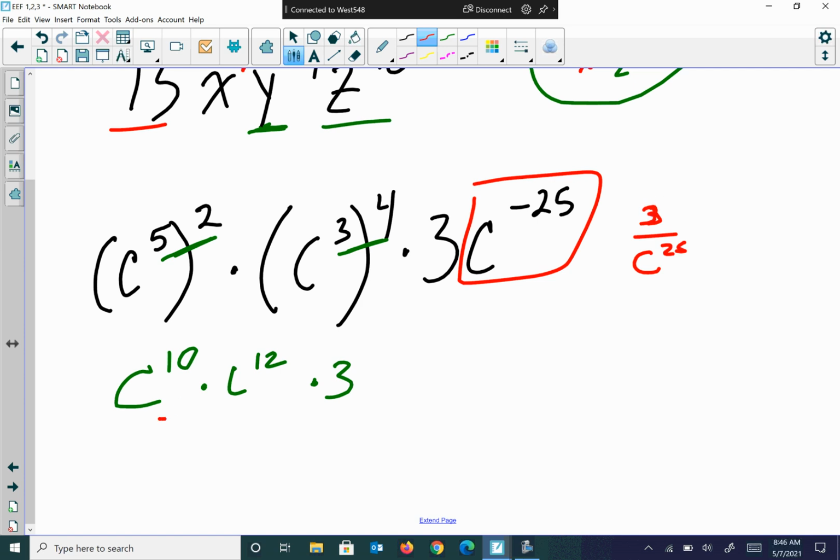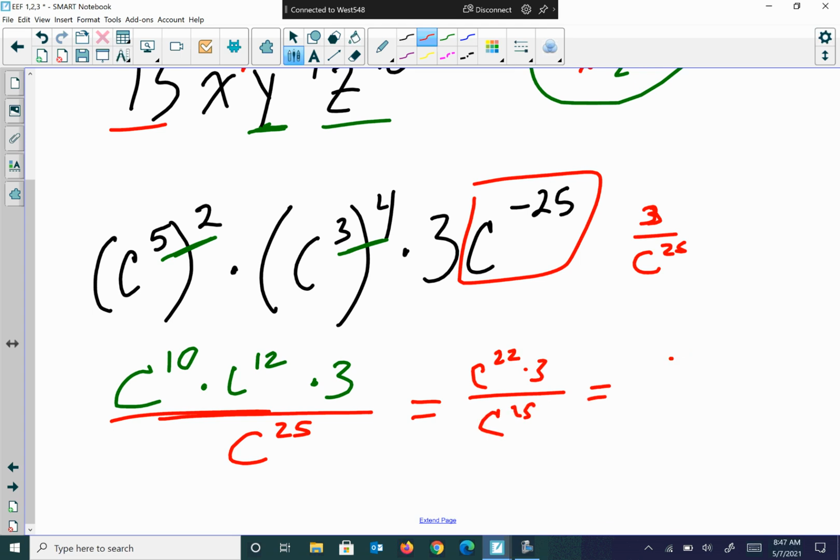All right. So now I have c to the 25th on bottom. So my friends, how many c's do I have on top? 22. How many on bottom? 25. Who wins, top or bottom? Bottom. By 3. So I have a 3 on top over c to the 3rd. That's it. Do I have any more notes? One more problem.